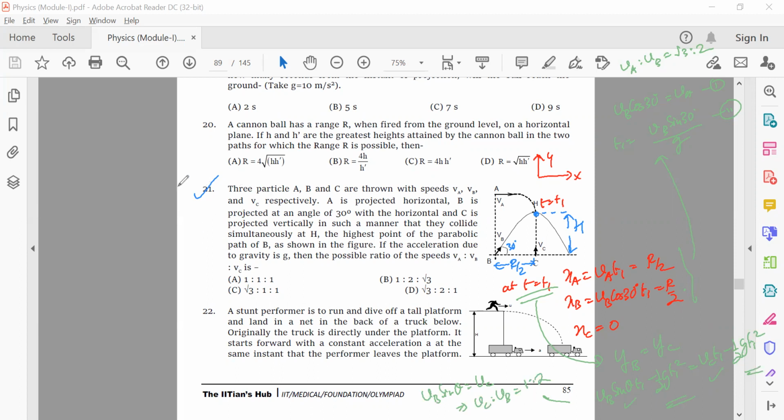So ultimately this is showing you that VA is root 3 by 2 times VB. And VC is VB by 2. So VA is to VB is to VC is root 3 by 2 is to 1 is to half. So that is the same thing as root 3 is to 2 is to 1.